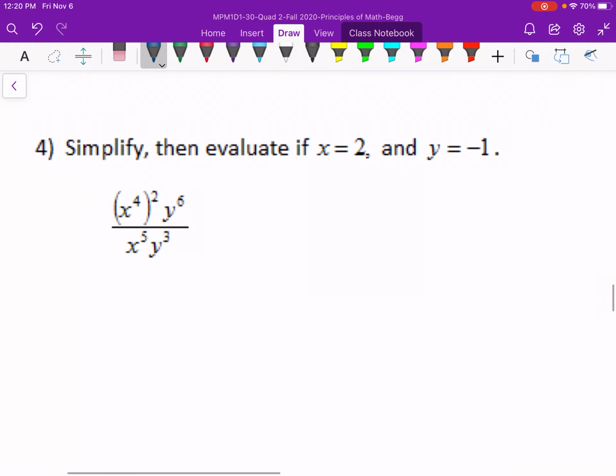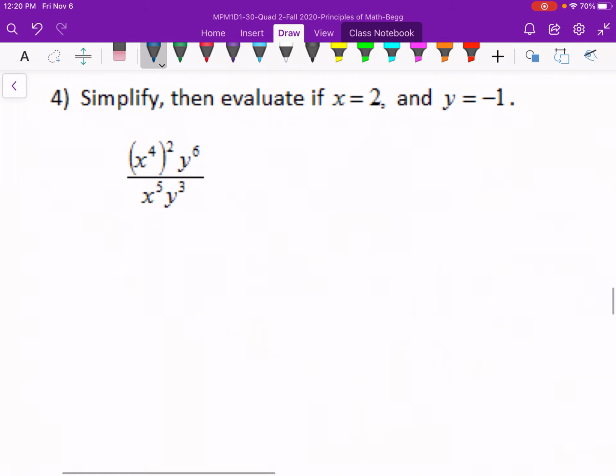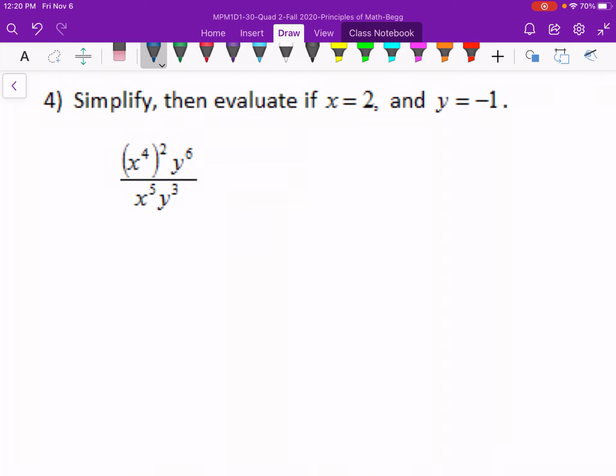Here's one that puts a lot of stuff together. So again, you're going to have to keep your head clear and make sure you follow order of operations. And remember all the different rules. So first we're going to simplify. Then we're going to substitute in these numbers to simplify more.